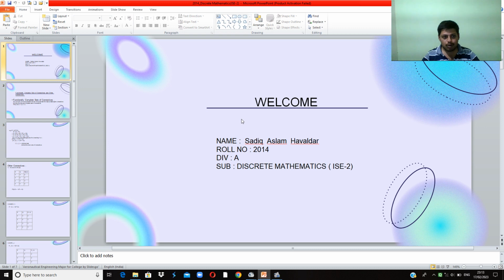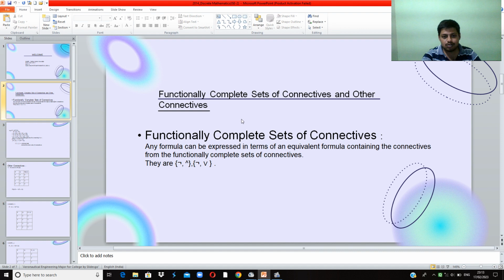I have two topics. One is functionally complete sets of connectives and the other is other connectives. We will learn one by one. First, functionally complete sets of connectives.